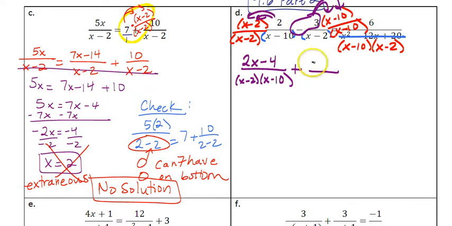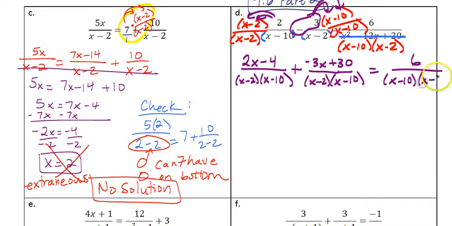So negative 3 times x is negative 3x, and then negative 3 times negative 10 is positive 30. So it's kind of like I distributed the negative already. And then on bottom, x minus 2, x minus 10. The right side did not change.